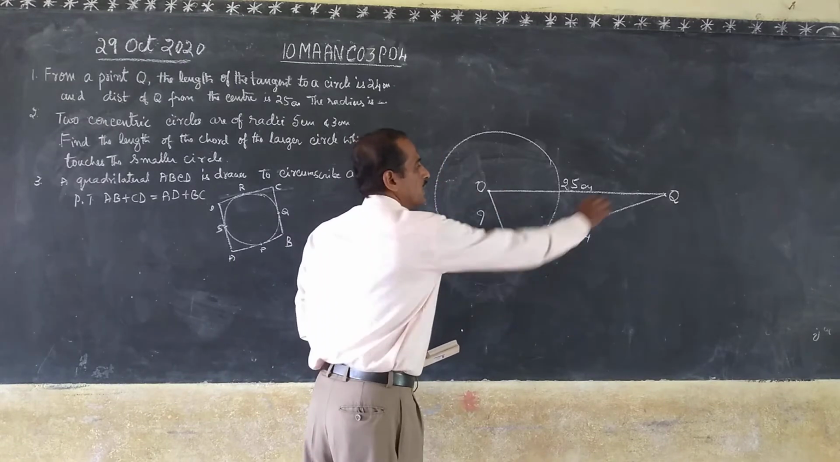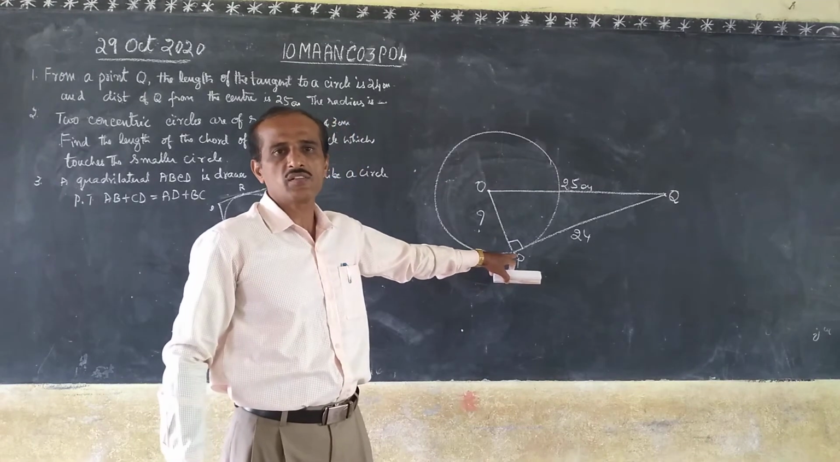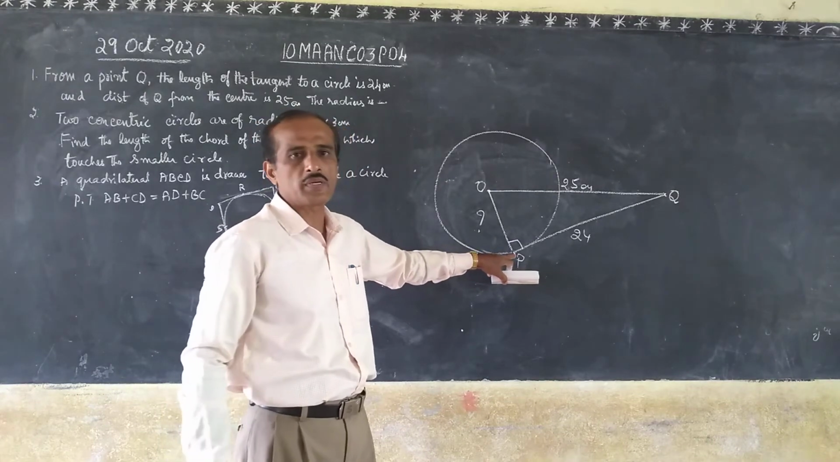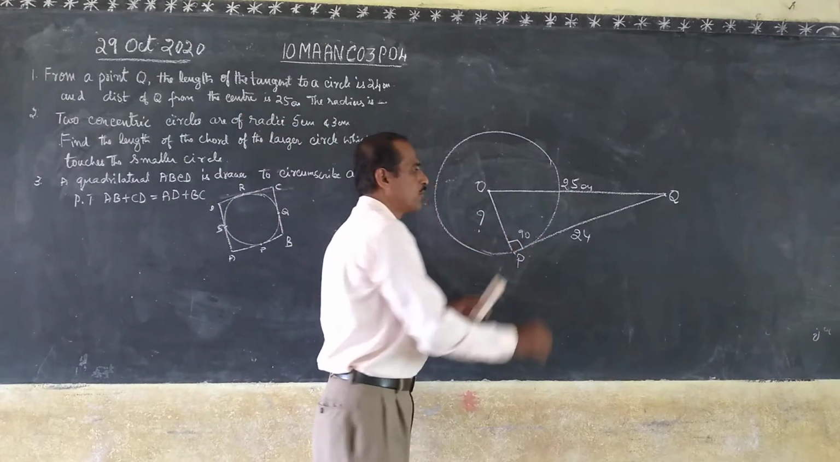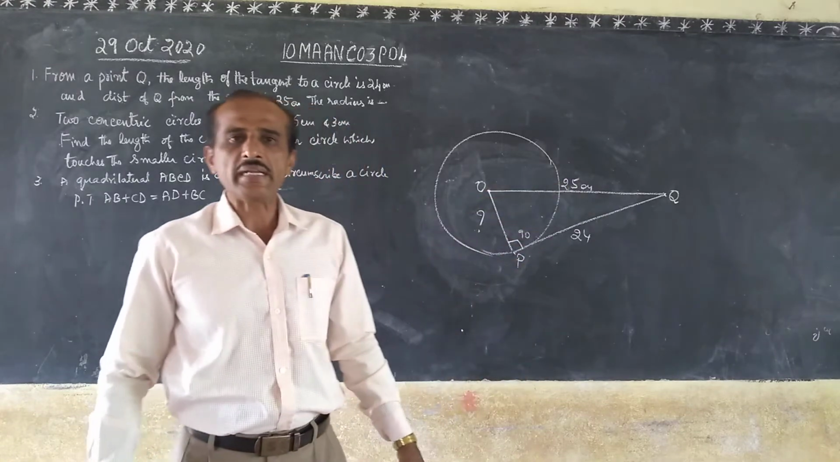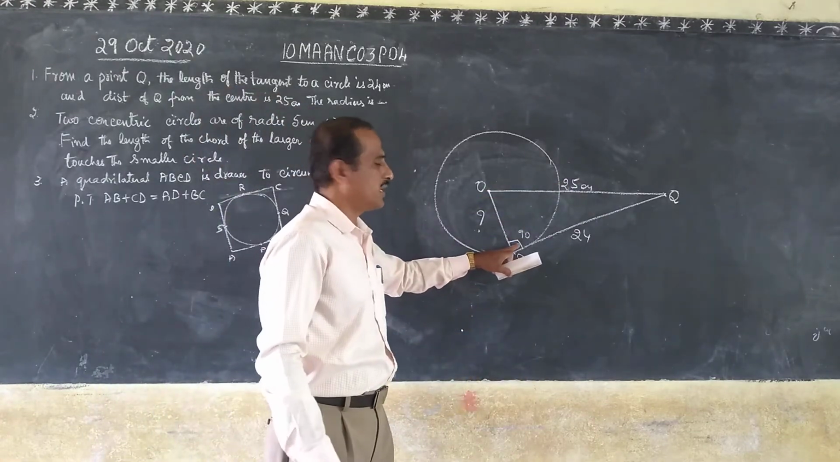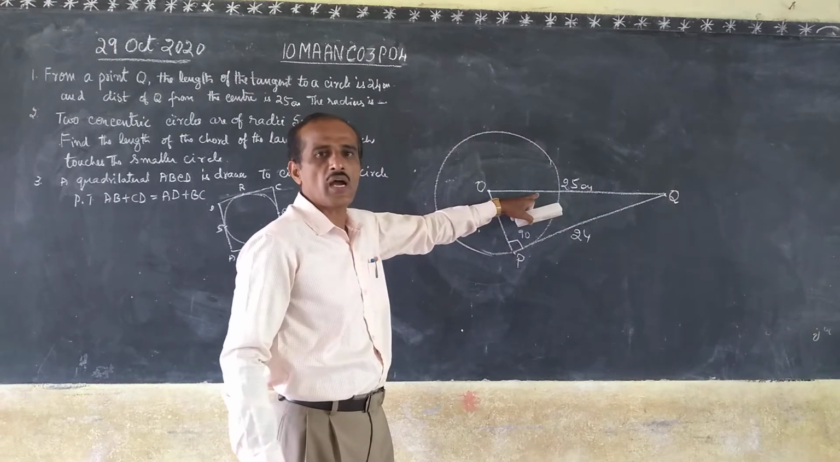The radius with the tangent forms 90 degrees at the point of contact. That is one of the properties of the tangent that you have studied. So it is 90 degrees. Therefore, triangle PQO is a right angled triangle. Why? Because here it is 90 degrees, and if it is 90 degrees, this is the hypotenuse.